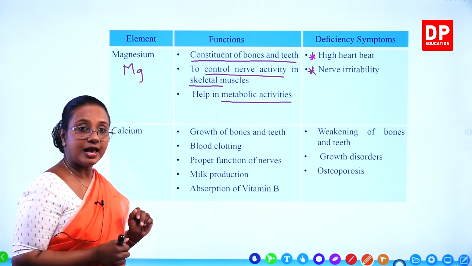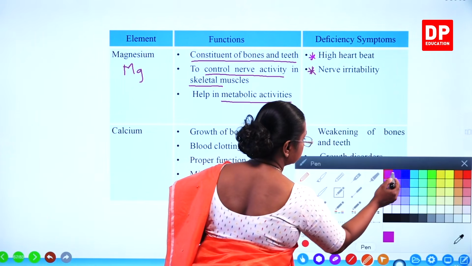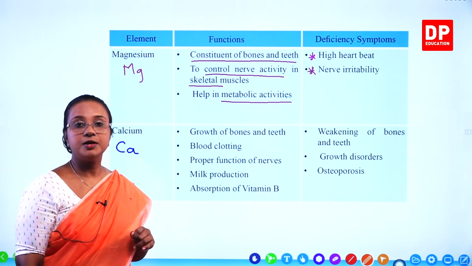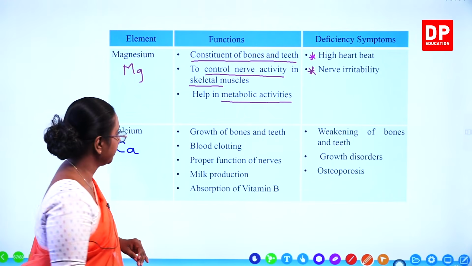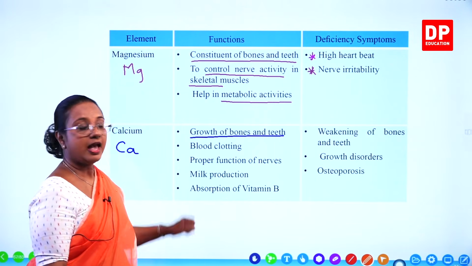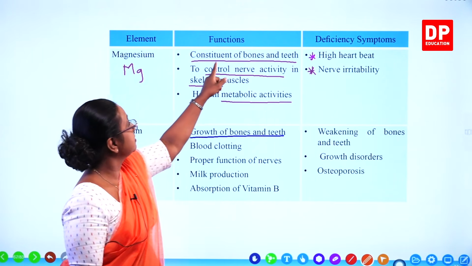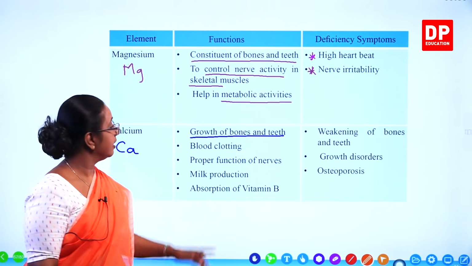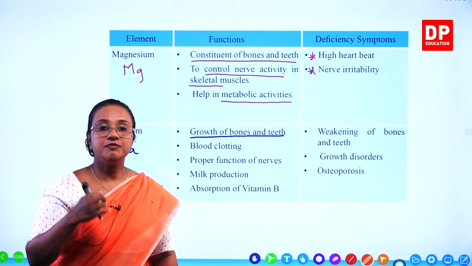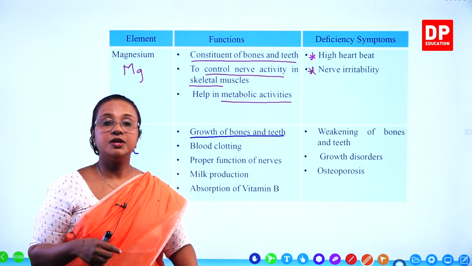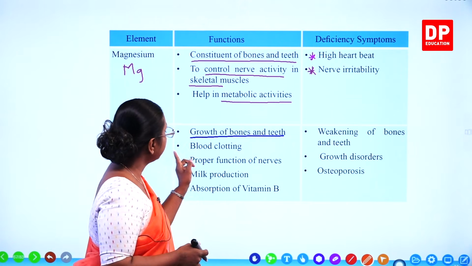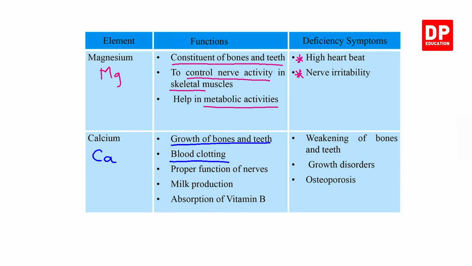Now we will look at calcium. Calcium again is another mineral needed for the proper functioning of human body. It is required for the growth of bones and teeth. As you can see here, magnesium is a constituent of bones and teeth. Calcium is needed for the growth of bones and teeth. So if you want to have strong teeth, strong bones, for the development, you need to have enough calcium in your body. Then it is important for blood clotting.